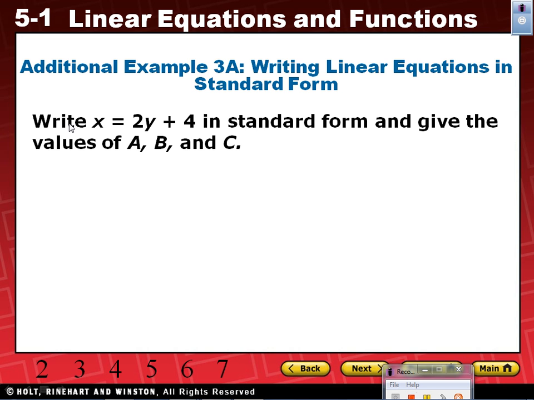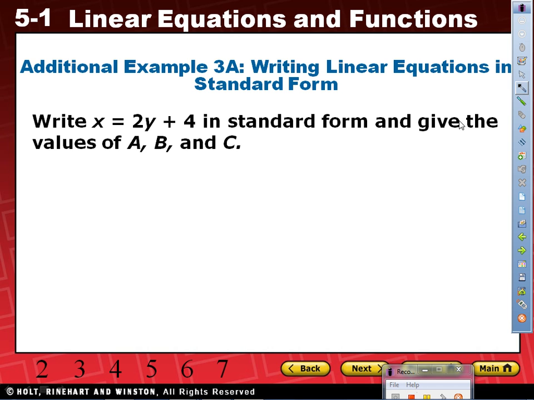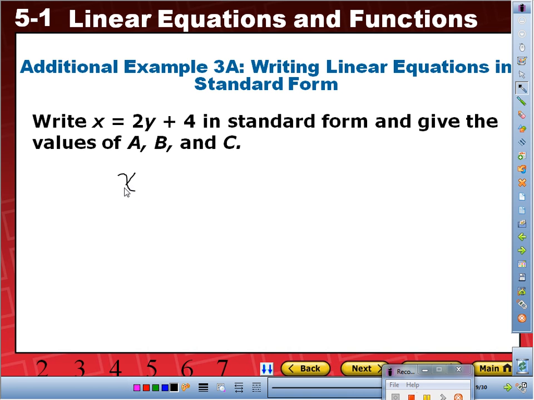It says, example 3, write x equals 2y plus 4 in standard form and give the values of a, b, and c. All right? Let's do this one together. Let's see. We got x equals 2y plus 4. It's not in standard form. Tell your neighbor what you would do to make it in standard form.